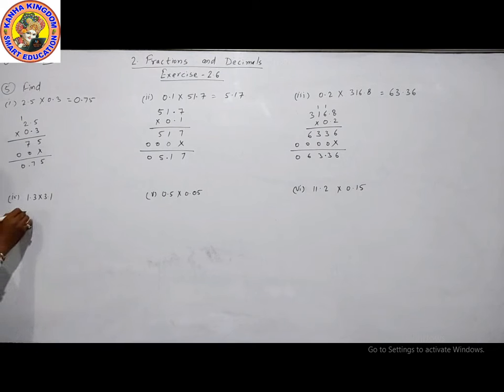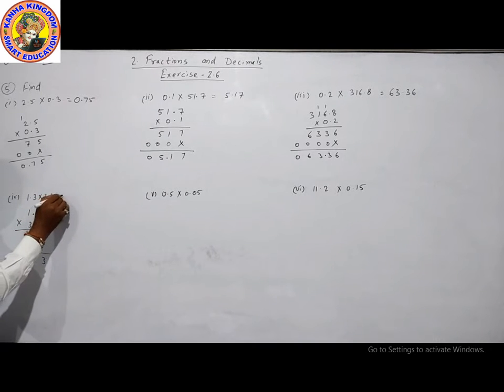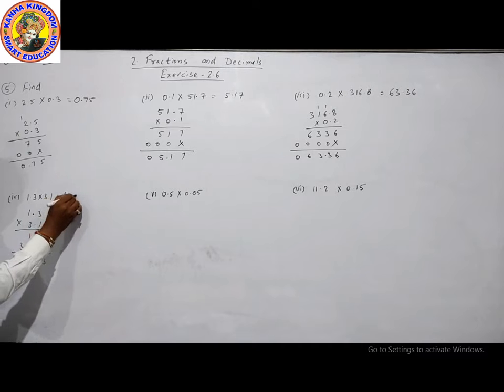Next is 1.3 multiply 3.1. Now multiply by 1. Next multiply by 3. 3 into 3 is 9. 3 into 1 is 3. Now counting of decimal points: 1 and 1, 2, after 2 digits. The answer is 4.03.